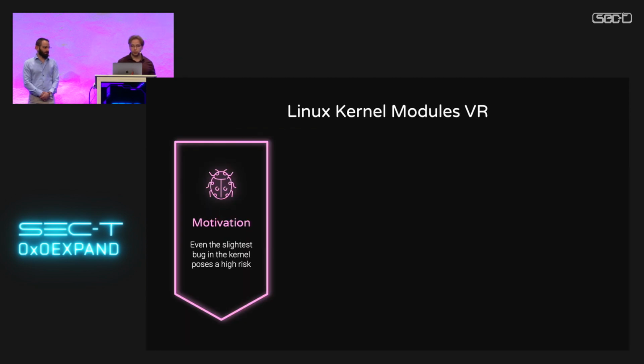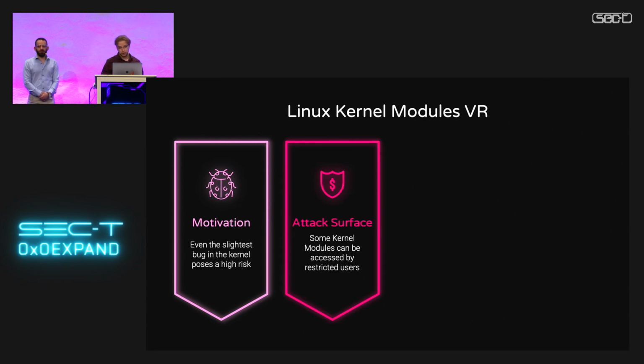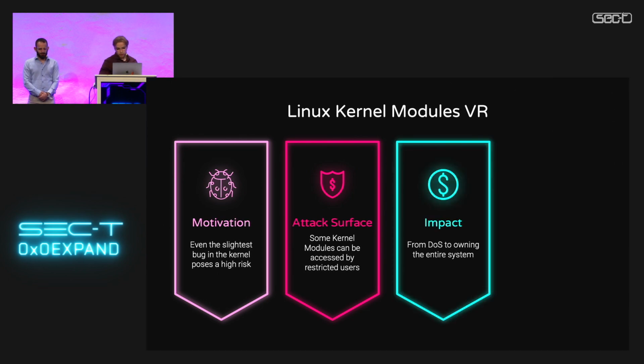So we've conducted our research focusing on the Linux kernel because essentially each bug in the kernel is critical, due to the fact that the kernel is always privileged. And one of the best places to hunt for bugs in the kernel are third-party kernel modules, because most of the time they're less examined and are accessible by a restricted user. Exploiting kernel module bugs can lead to the same impact as exploiting vulnerabilities in the kernel itself. So it can be exploited to a denial of service or to a full local privilege escalation, for example.